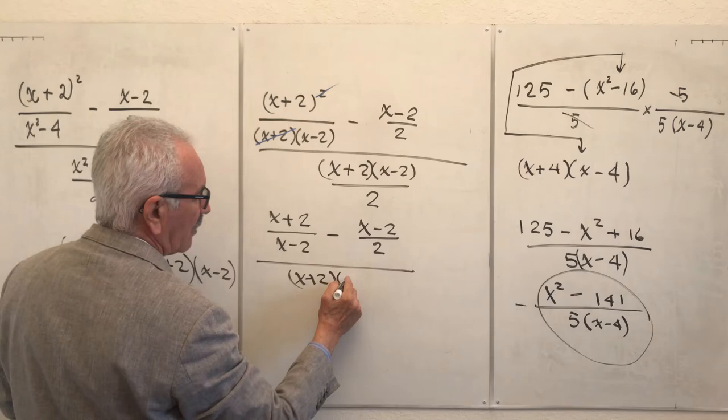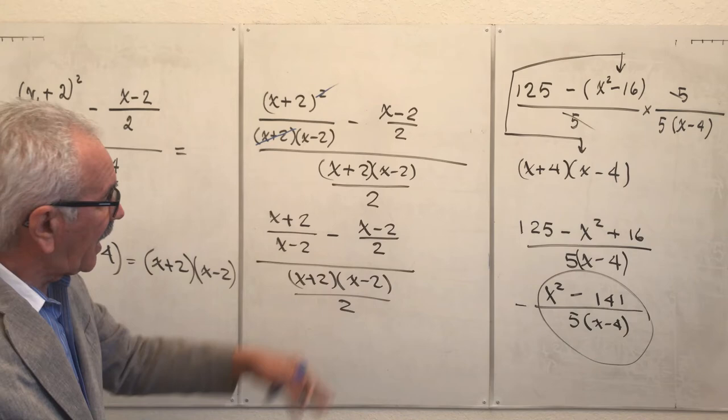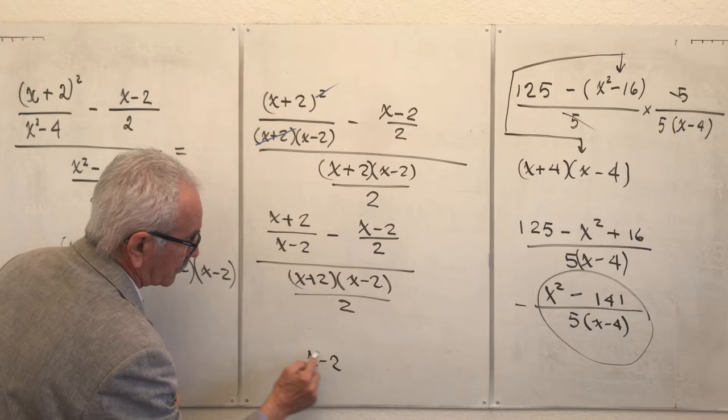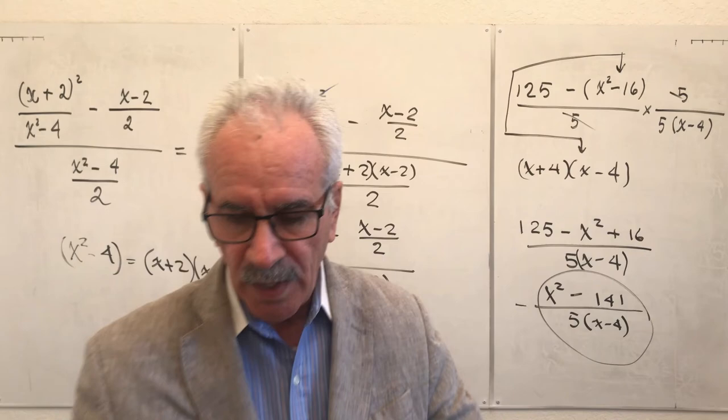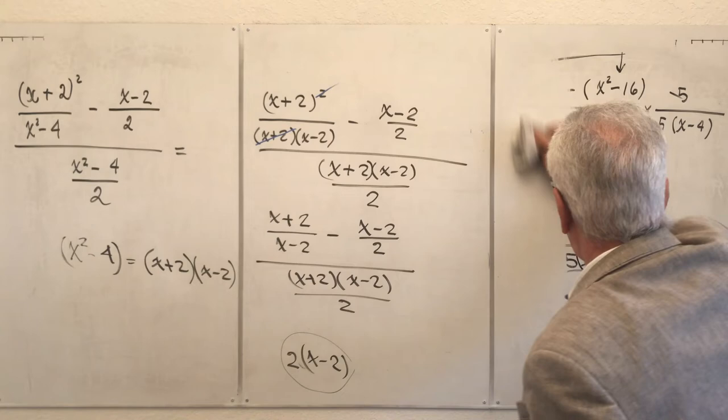I can create a common denominator. The common denominator will be (x − 2) times 2, because this number is divisible by x − 2, and is divisible by 2. This is one way. The second one, we can directly perform cross multiplication. We can perform directly the division and check what is the result.